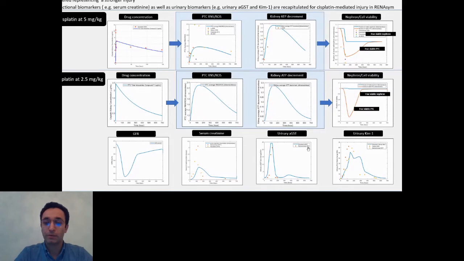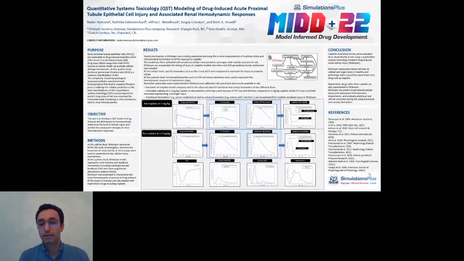We also look at the urinary alpha GST, which is a marker of necrotic cells. We could capture that as well. And we also have the urinary KIM1, which is peaking after the peak of maximum injury. And then when the cells start to recover, it slowly goes down. And we could capture those biomarkers with this system.